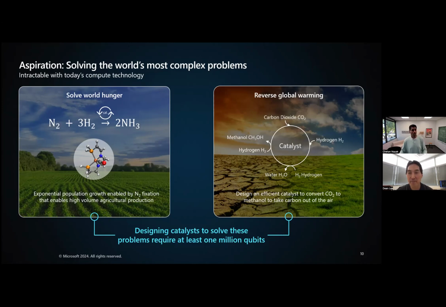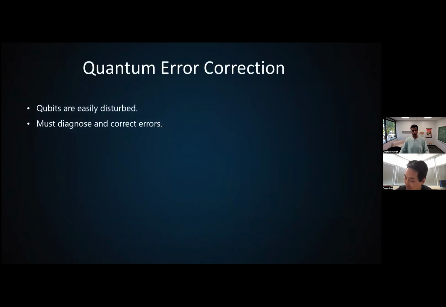Now, why? Where does that million number come from? Because what I said was, this is hundreds of orbitals. Why 1 million qubits? Well, because there's a basic problem of quantum error correction. Qubits are easily disturbed, number one. And because they're easily disturbed, you must diagnose and correct those errors.